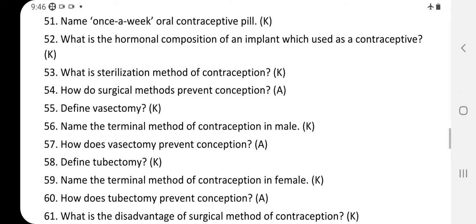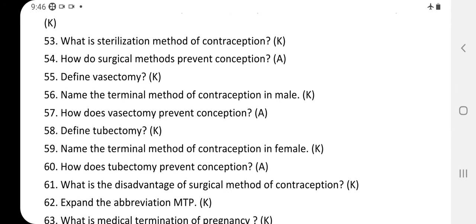Next, 54th question. How do surgical methods prevent conception? The surgical method prevents conception by blocking the gamete transport and thereby prevents the conception.